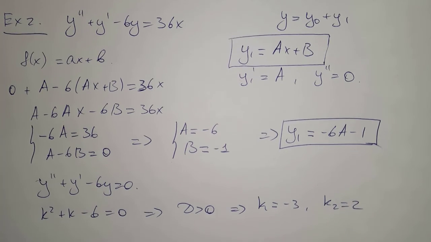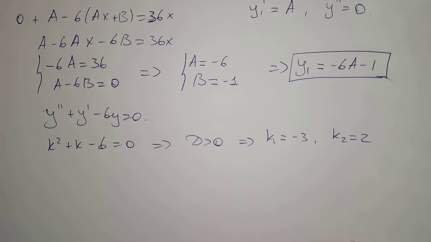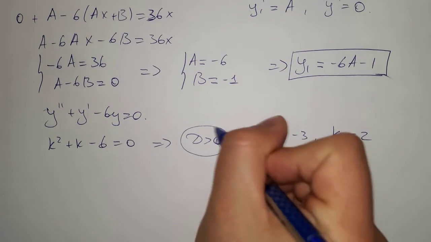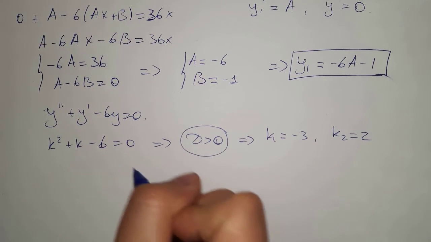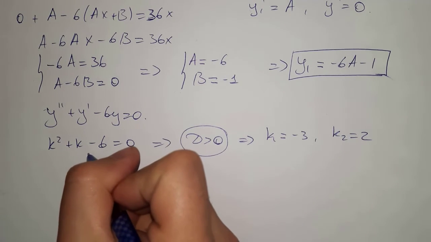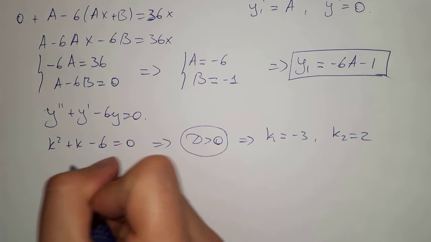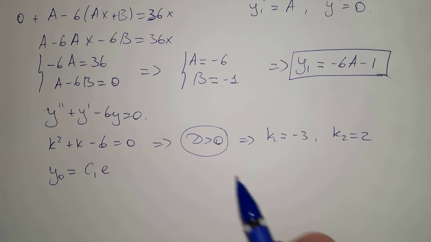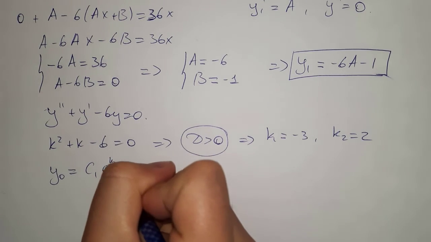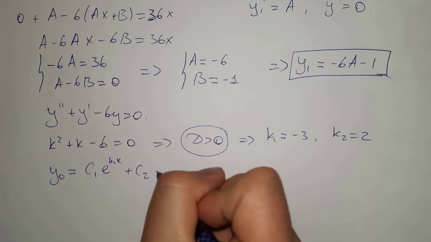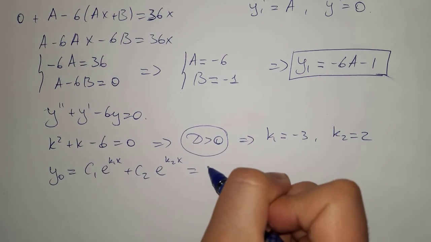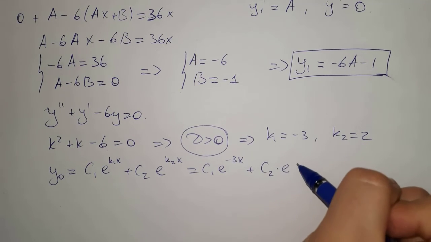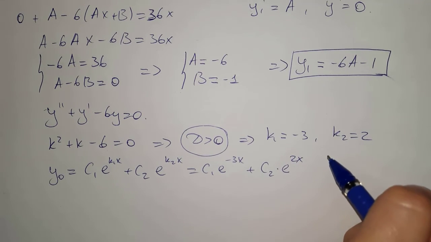So we found our k1 and k2, and since the discriminant is greater than 0, the general solution of the related homogeneous equation is given like this. y0 will be c1 times e to the power of k1x plus c2 times e to the power of k2x, or c1 times e to the power of minus 3x plus c2 times e to the power of 2x. This is the general solution of the homogeneous equation.